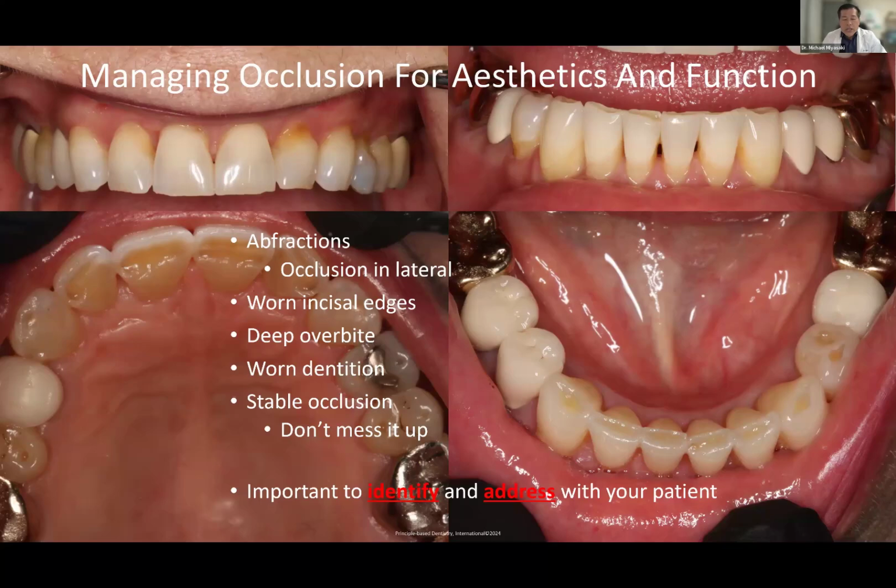So again, what we're going to look at when we do our comprehensive exam is, are there fractures? Are there worn incisal ledges? How extensive is the wear? Is it light, medium, or heavy? And when we look at this before we do our aesthetic restorations, we're going to advise the patient, well, look at your natural dentition.